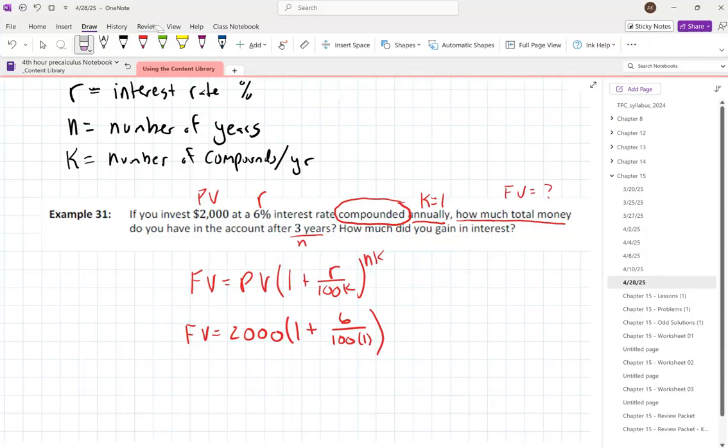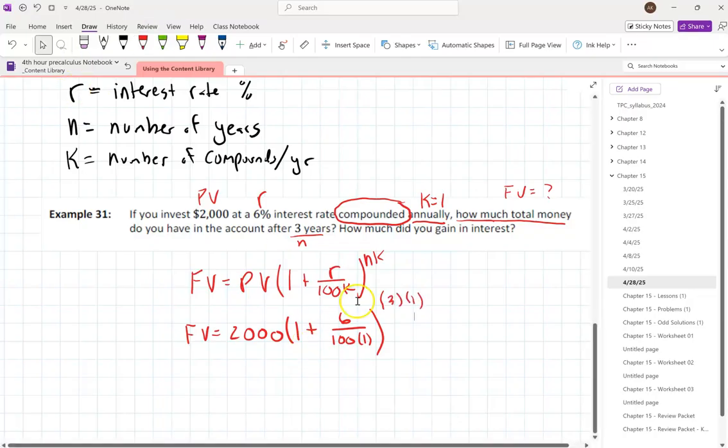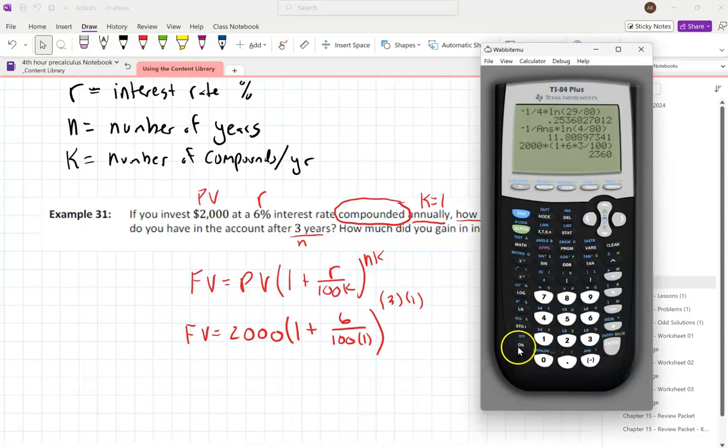Oops, I guess I should probably write it this way. Everybody cool with how I figured out what goes where and how to fill in? Pretty easy. I'll plug this now into my calculator. Notice I'm not going to bother to type in the times ones. And here, notice we earned a little bit more money in this situation, right? About 22 bucks.